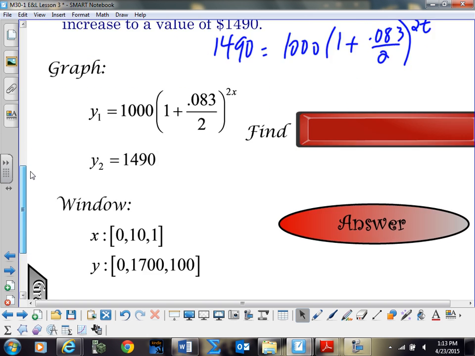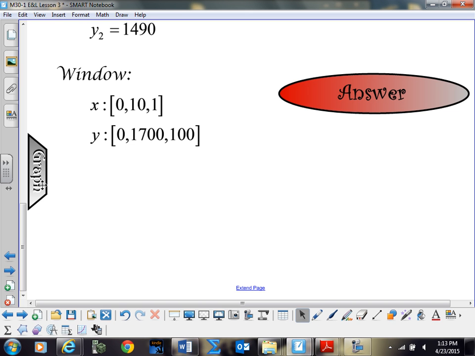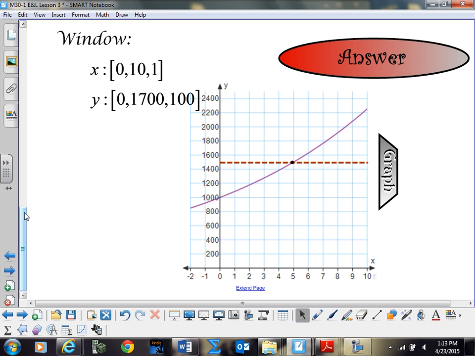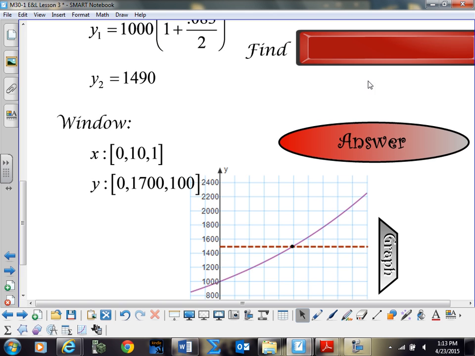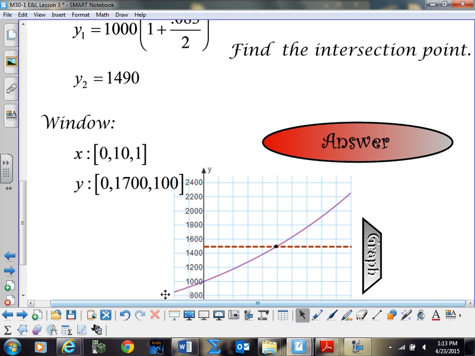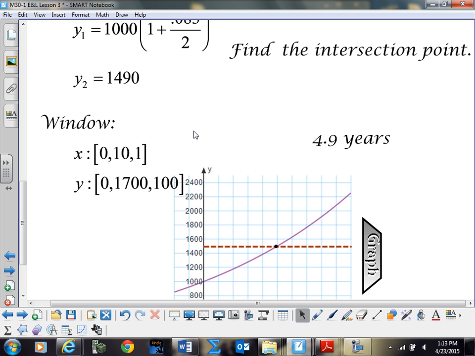So get a good look at this graph. With this window, it looks great, but you could see this with many different windows, as long as you see that intersection point. Second trace, intersect, and you should be getting this answer: 4.9 years. It takes 4.9 years for it to reach 1490.